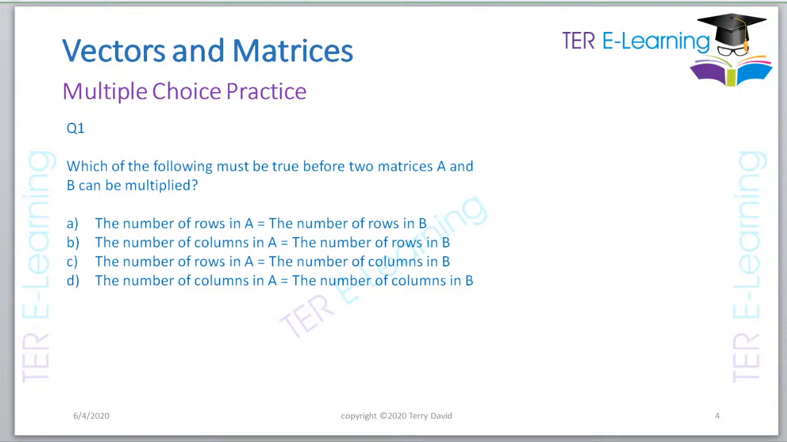The question is, which of the following must be true before two matrices A and B can be multiplied? Part A, the number of rows in A is equal to the number of rows in B. Part B, the number of columns in A is equal to the number of rows in B. Part C, the number of rows in A is equal to the number of columns in B. And the last one, D, the number of columns in A is equal to the number of columns in B. So if we have to multiply two matrices, which of the following has to be true?